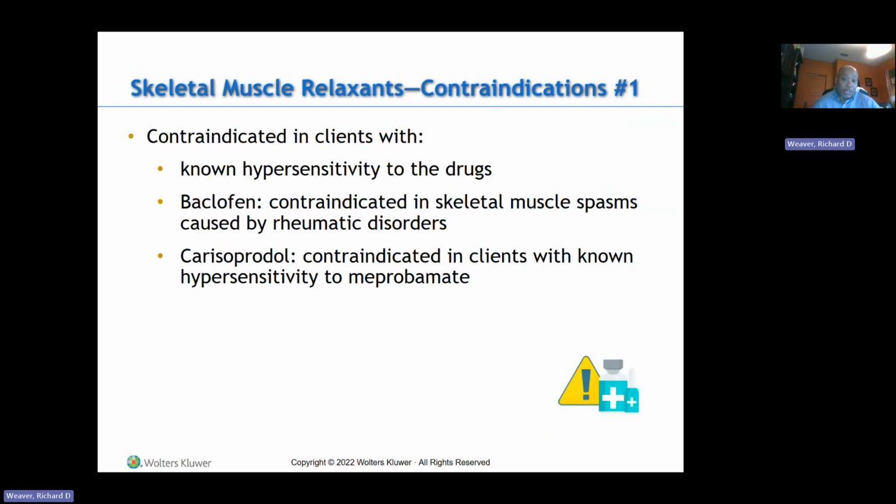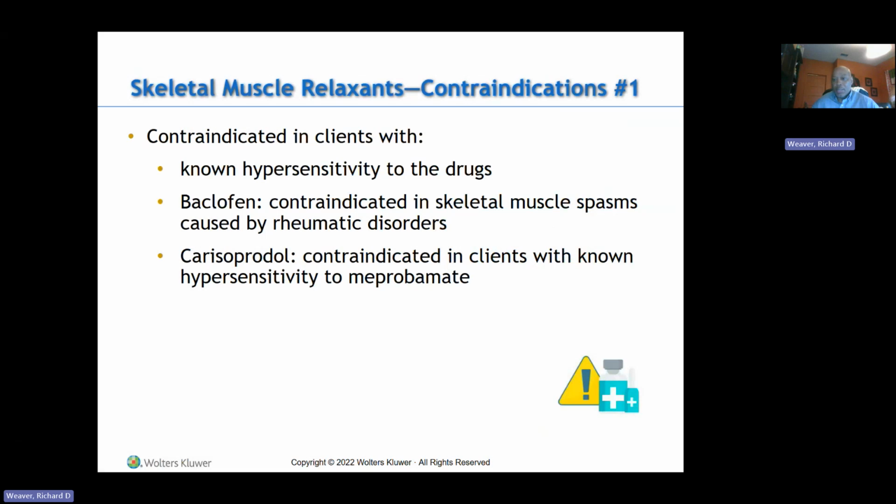Skeletal muscle relaxants are contraindicated in those with hypersensitivity to drugs. That's always a given. Baclofen is contraindicated in skeletal muscle spasms caused by rheumatic disorders. I mean, if you think about it, the spasms caused by rheumatic fever are not quite the same as those due to a spinal cord injury or some issues with the brain, and so it's likely not going to act or work the same.